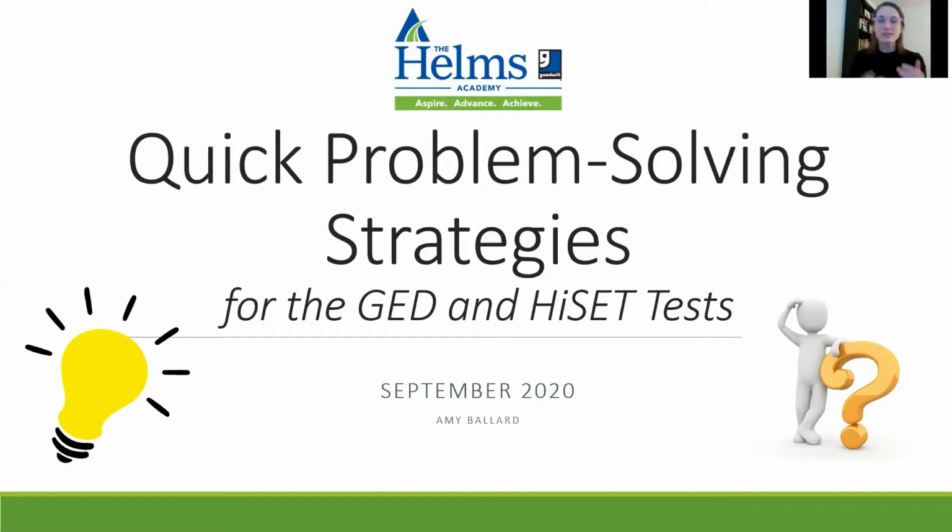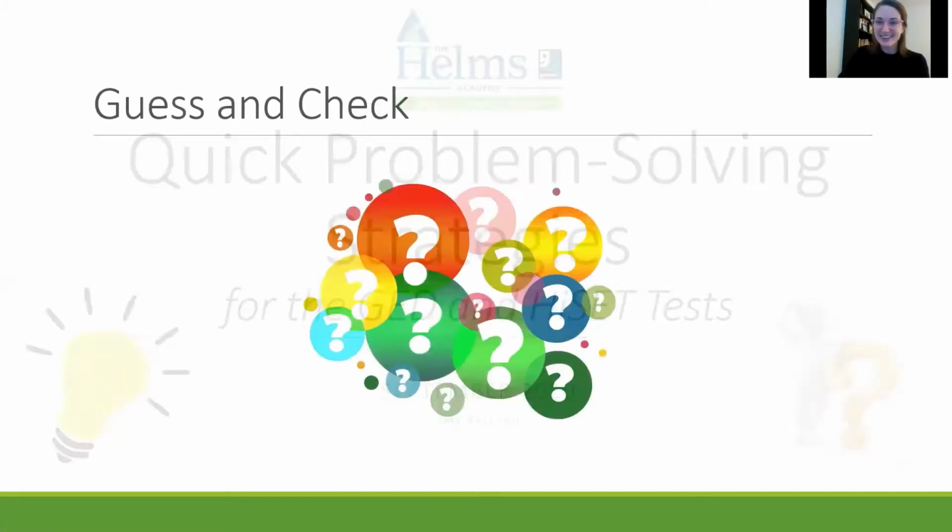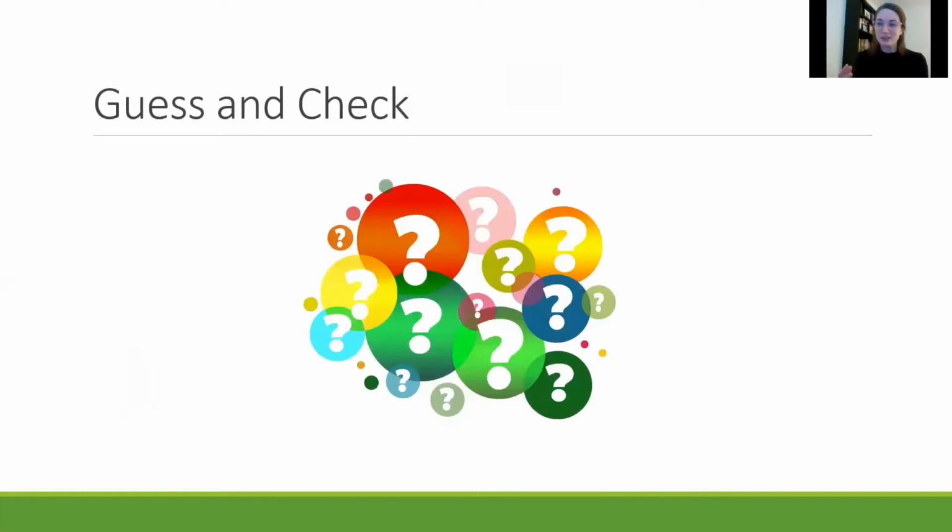We're going to talk about some quick problem-solving strategies that you can use when you're taking the GED or HiSET tests. So today we'll go through different strategies, and the first one that I want you to keep in mind is to guess and check. Now, I find this one is particularly useful when you're thinking about math concepts, but it can occasionally be used on the other tests as well.